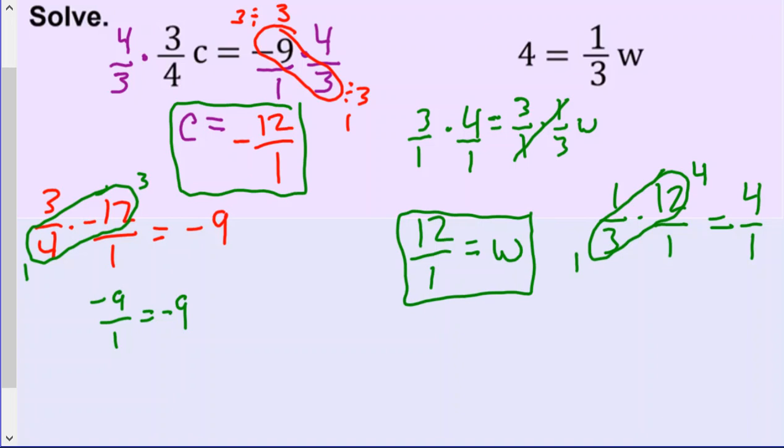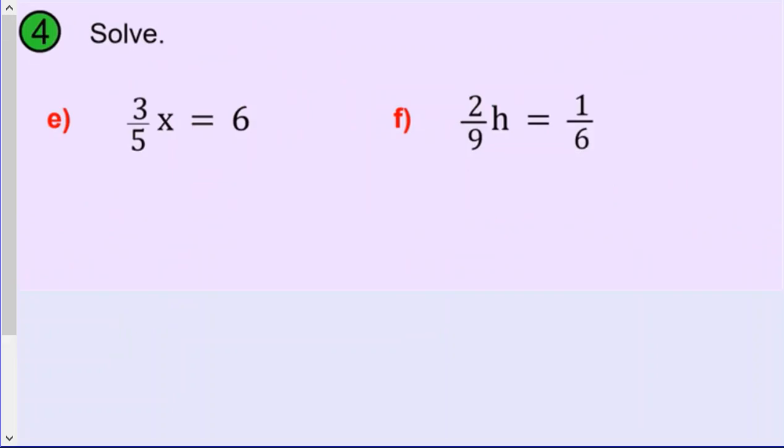Alright, I got a couple examples for you to try. Go ahead and pause the video, and remember that you are multiplying by the reciprocal to get rid of that fraction next to the variable. Alright, here we go. 3/5 times x equals 6. So we're going to multiply by the reciprocal, 5 over 3. We need to do it to both sides, 5 over 3. These fractions cancel out. We're left with x.